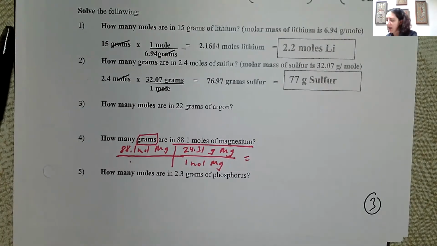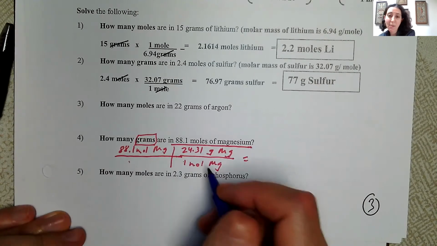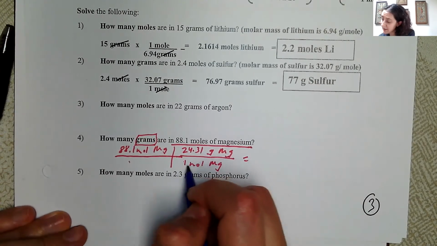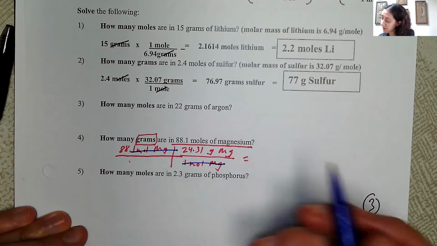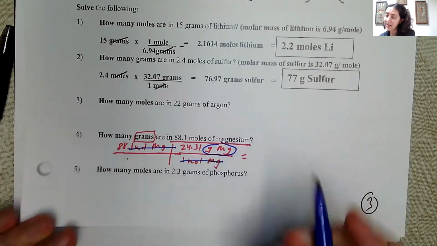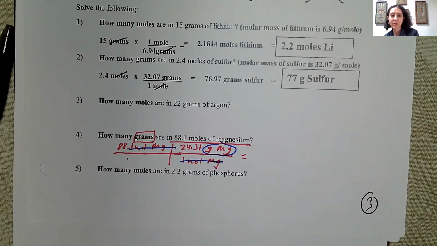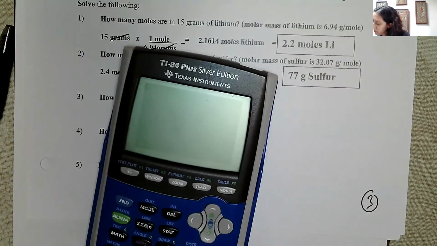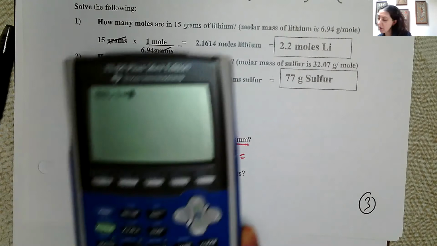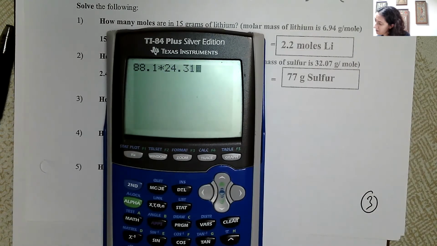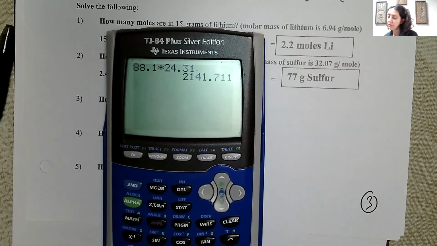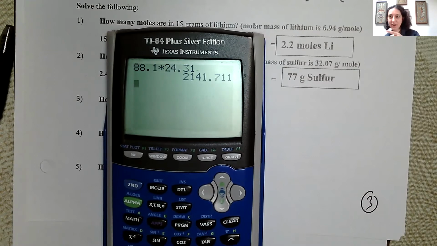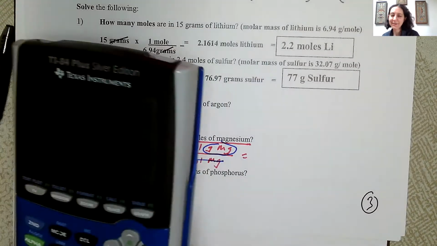So we can cancel out anything that's on top and bottom. So in that case, this 1 doesn't count. Moles of magnesium is out. And grams of magnesium is going to be our unit. So now we should do some math. So 88.1 times, what was that? 24.31. Okay. Ooh, 2,100. It's less than 24,000. I kind of, sort of guessed vaguely correctly.